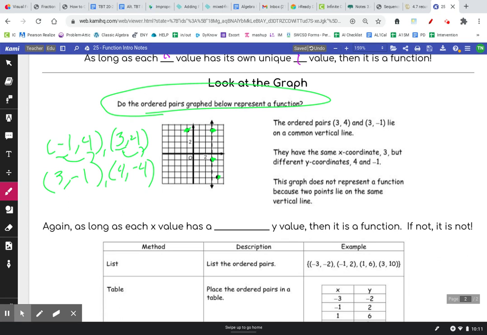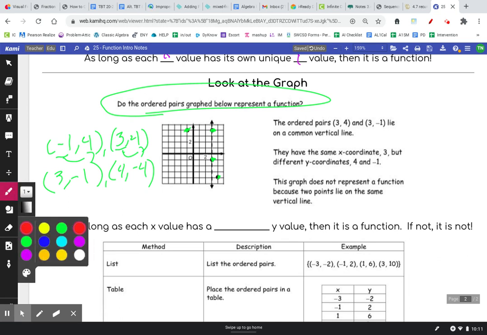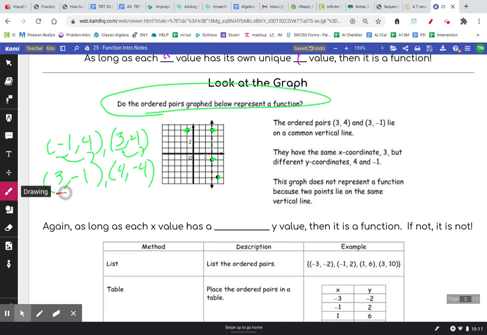This is where the problem lies. I'm going to go with red right here. I plugged in the same input as up above, but I'm noticing I got 2 different outputs. A 3 turned into a 4, and the same exact 3 turned into a -1. That is not okay. This is not a function. Graphically, that's these 2 points right here. These red ones are the reason that we do not have a function.